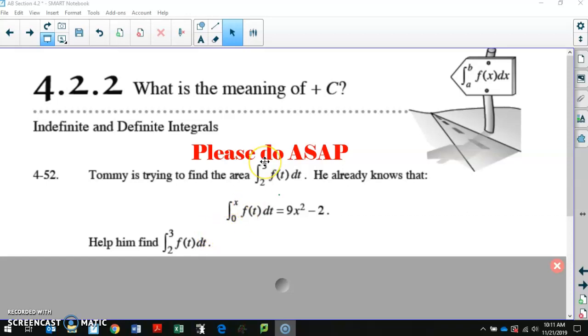Hi class, this is going to be my attempt to try to get you through section 4.2.2 without me. First thing I'd like you to do is try problem number 52. Pause the video here for a moment and try to figure out what you want to do.